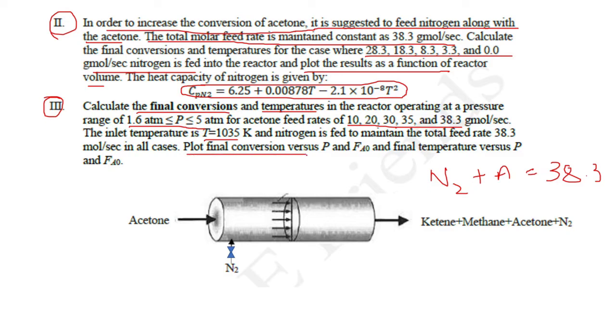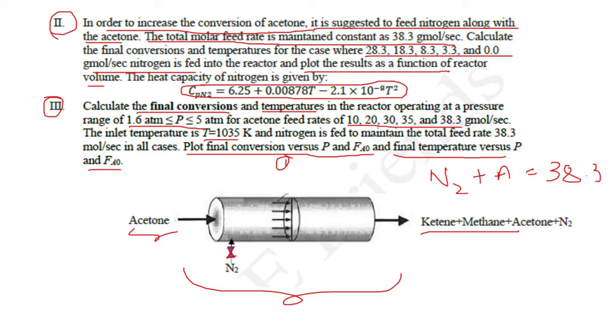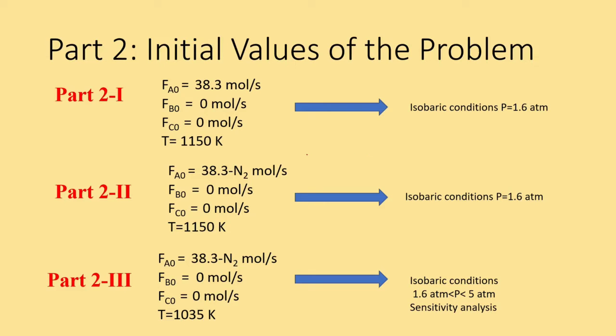We have to plot the final conversion versus pressure as well as the initial flow rate. The second plot will be to plot the final temperature versus pressure and flow rate. So this is a basic representation of our question. The flow of nitrogen into our system is optional. So we have acetone, which will give products ketene, methane, and some amount of unreacted acetone.